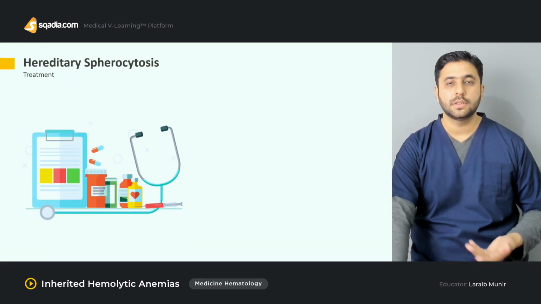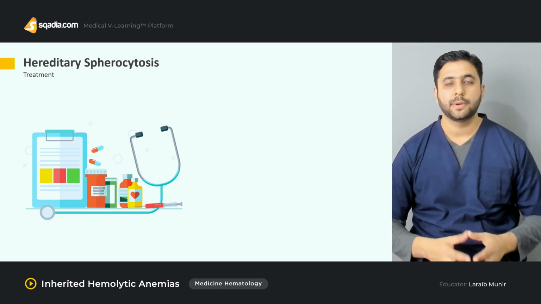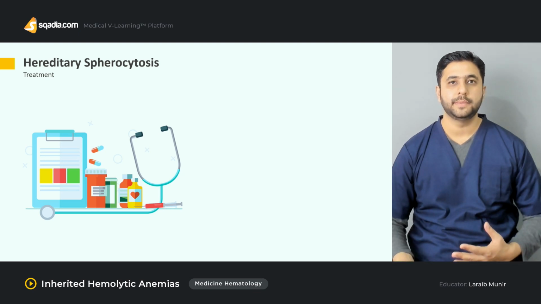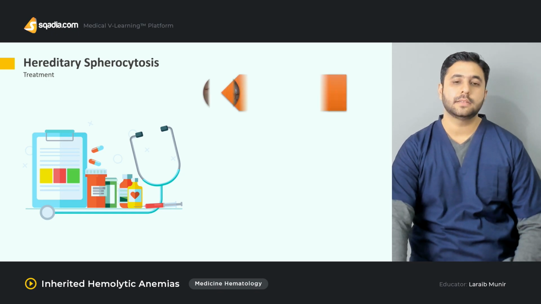Now, after diagnosis, how do we treat it? The major problem in hereditary spherocytosis is that the spleen is destroying the RBCs. If the spleen was not destroying the RBCs, then there is no anemia. So the curative treatment is splenectomy.